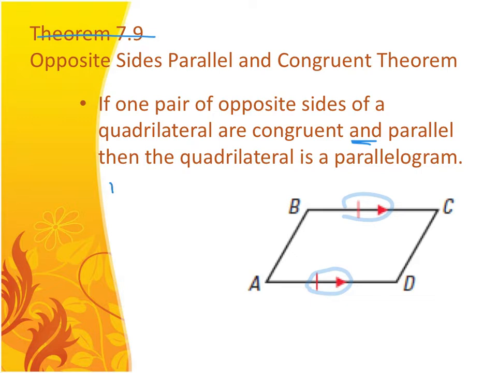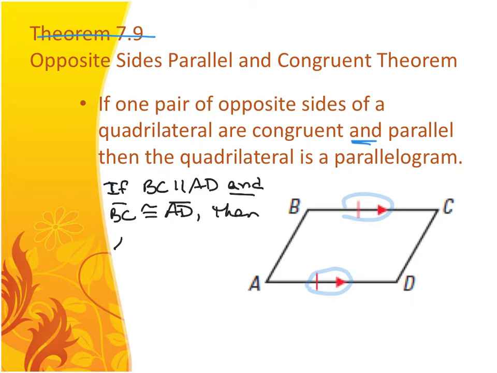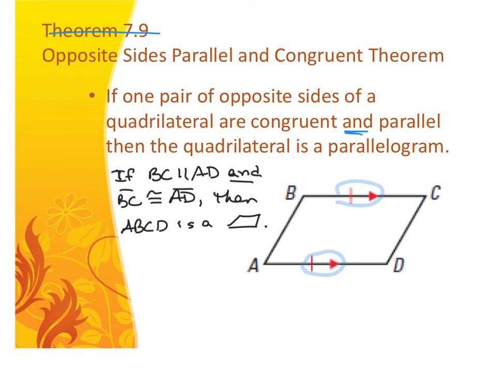So we could state that if BC is parallel to AD and BC is congruent to AD, then ABCD is a parallelogram. So again, the markings have to be on the same side. Let me show you a scenario where it wouldn't work.